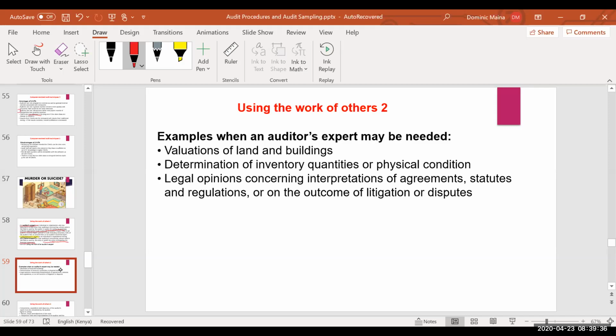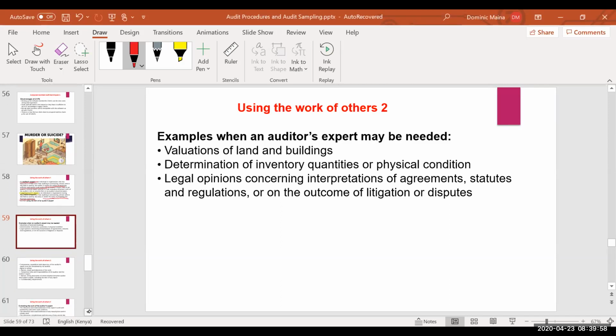There is also the matter of legal opinions, for example, interpretation of agreements and statutes, or in case there are legal proceedings. All these are matters where you may want to use the work of an expert. Also the outcome of litigation or a dispute. In this case, you may want a lawyer to help you in coming up with the opinion.